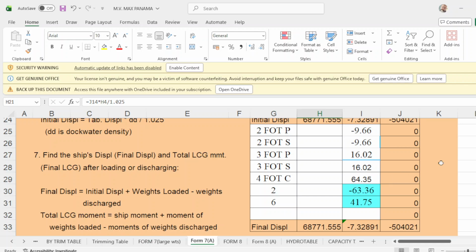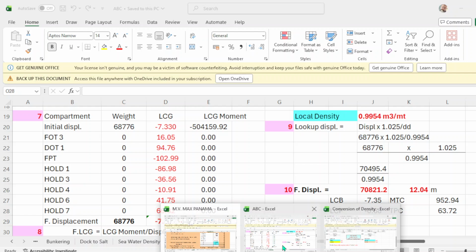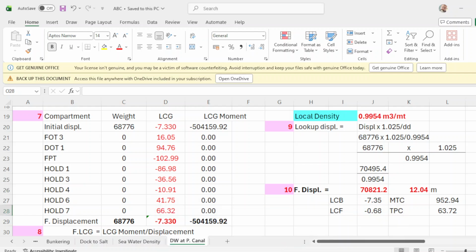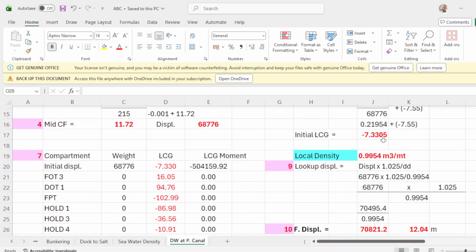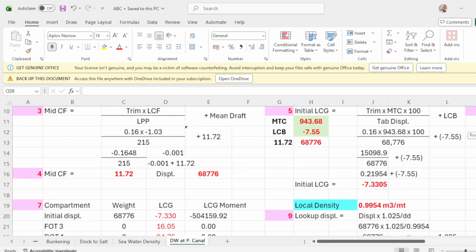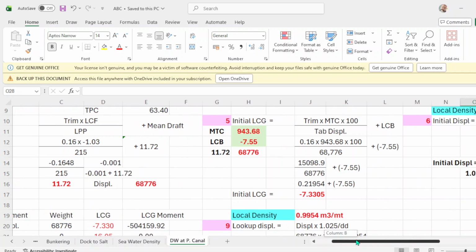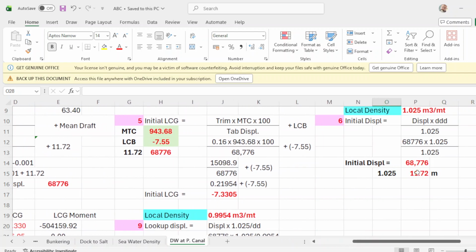Okay. Meaning, you have already your initial LCG. This is your initial LCG. So you put it here. It will be your initial LCG. And your displacement is still 68776. Okay. Which is what? Number 6. This is your initial displacement of 68776.